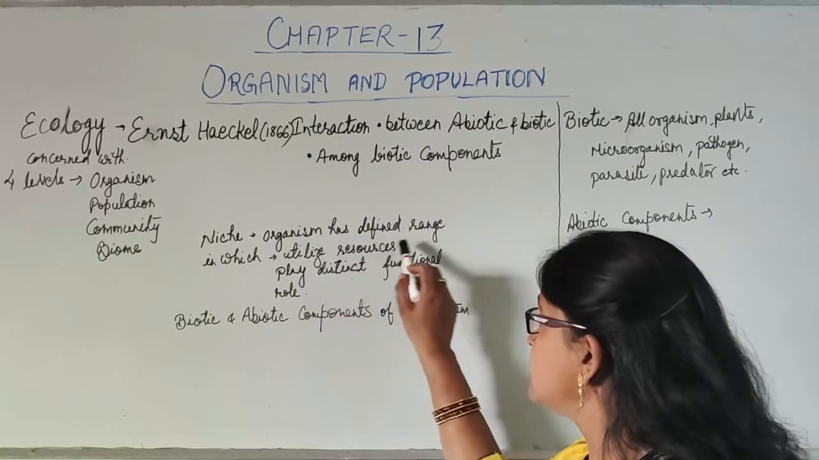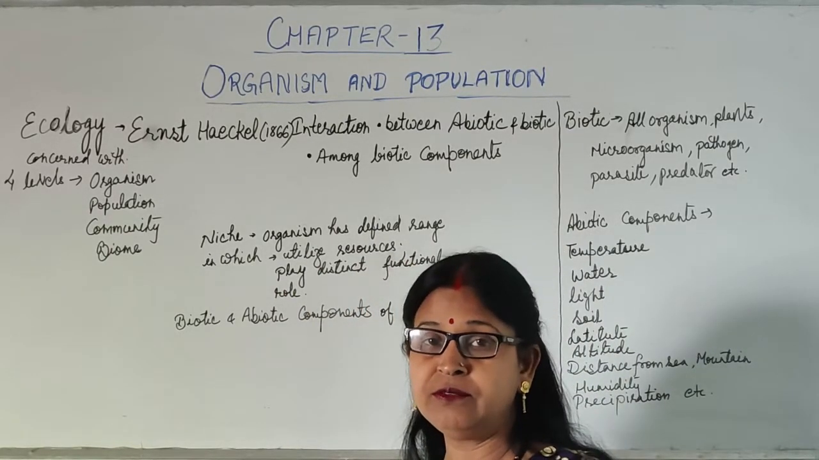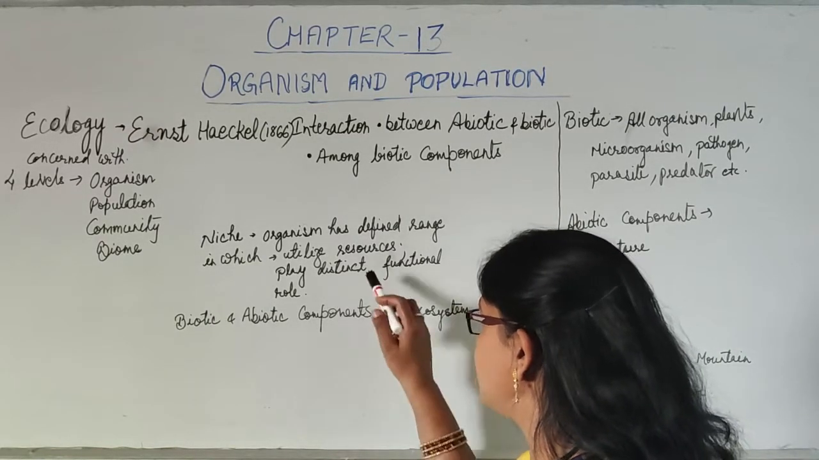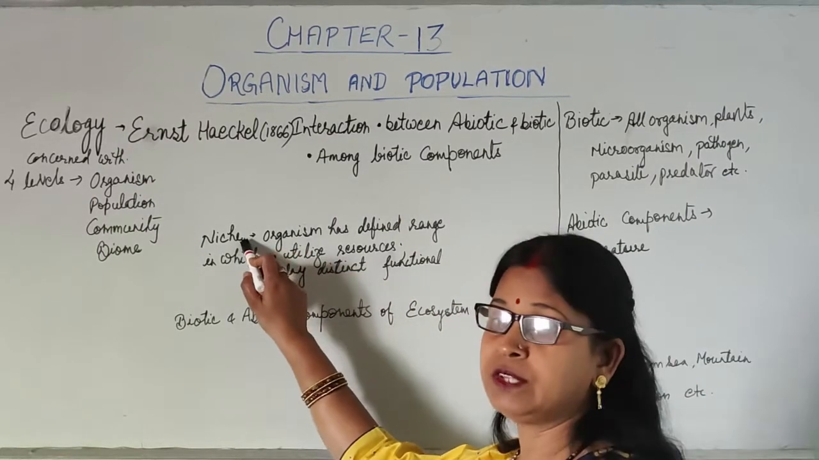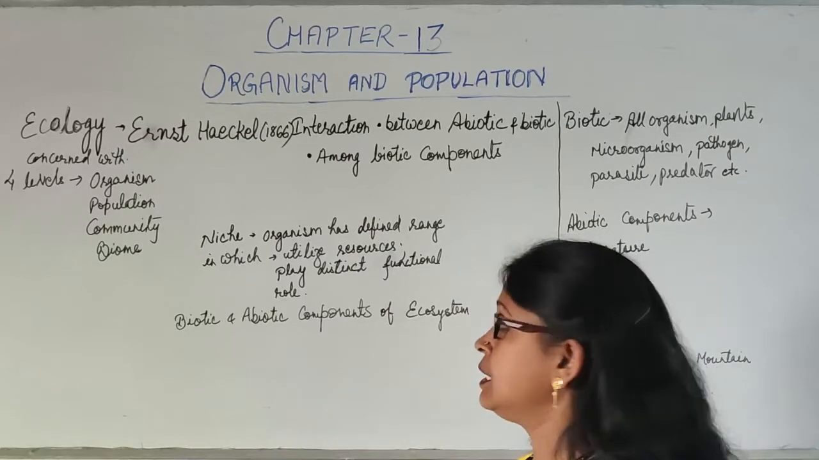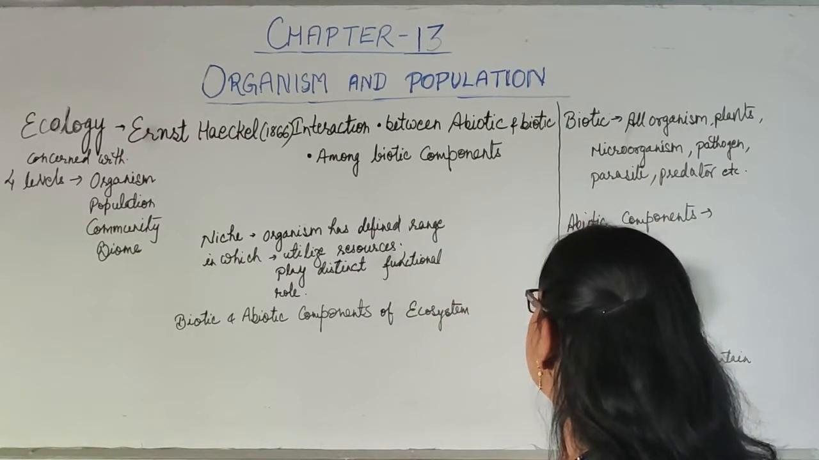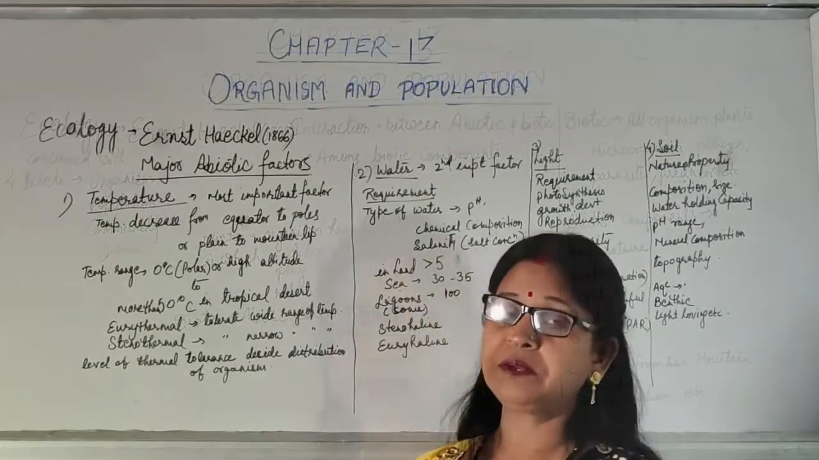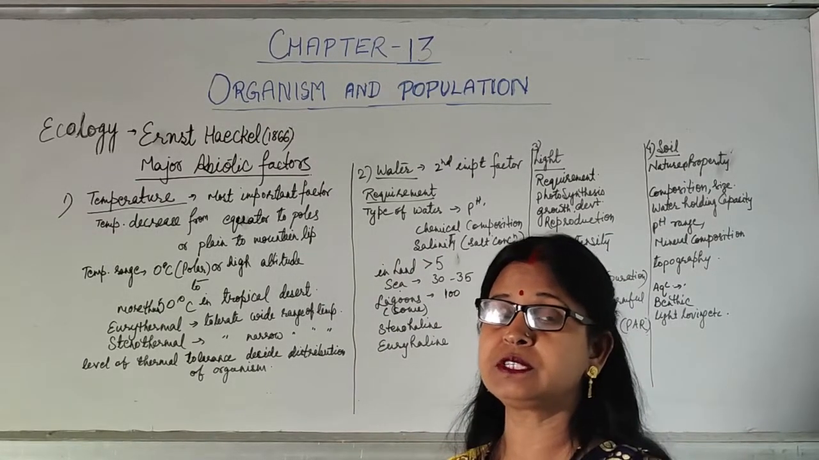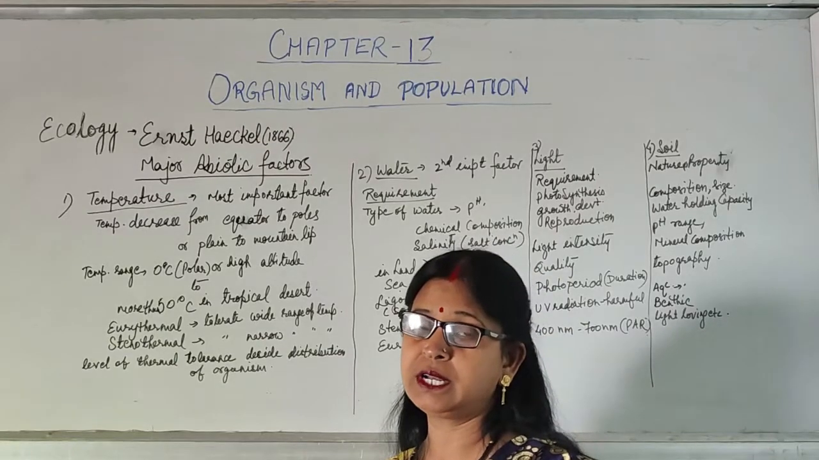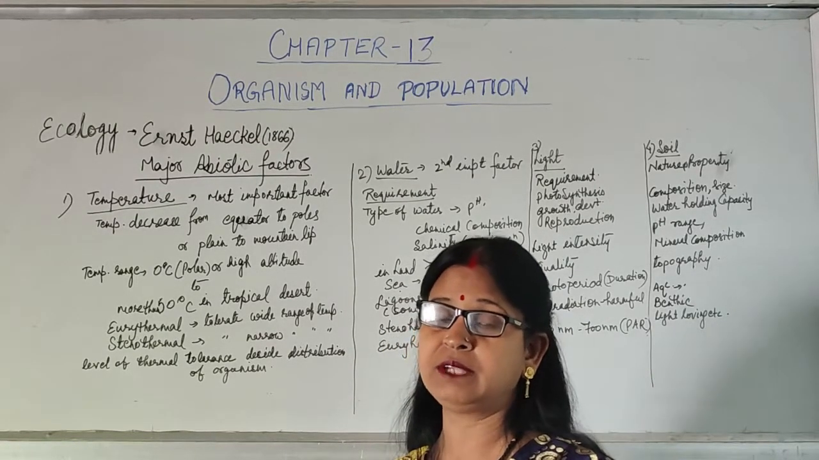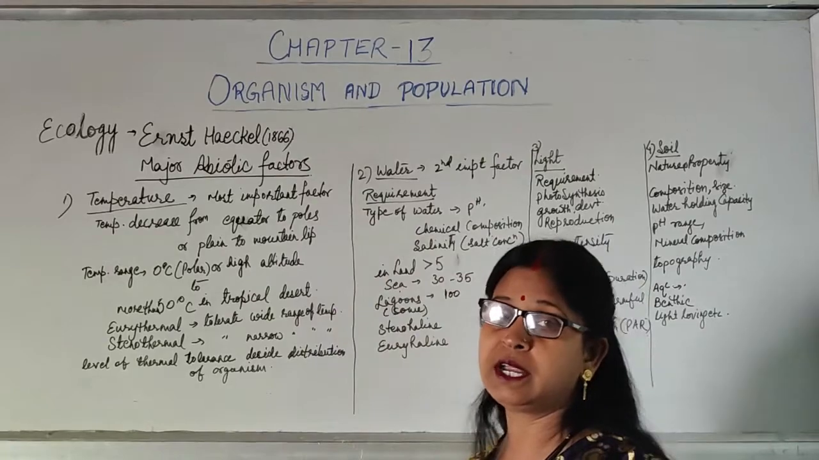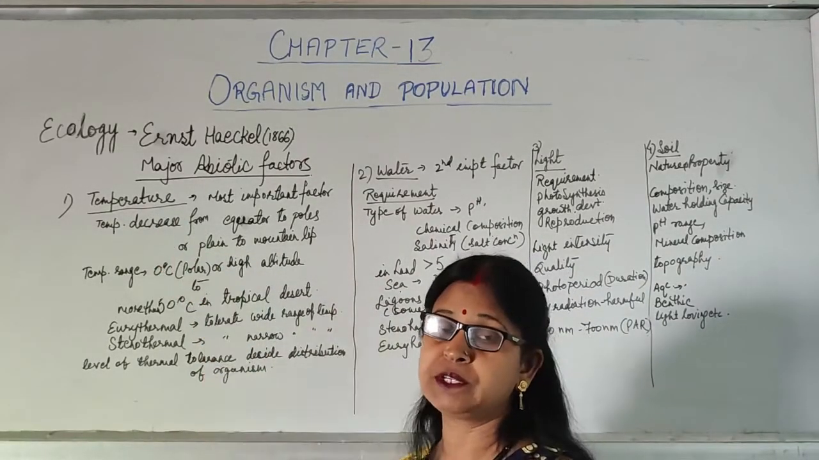Now niche: the defined range in which the organism lives, utilizes the resources and plays its role in that particular environment is known as the niche of that organism. Now we'll study how these abiotic components are affecting the biotic components one by one. Now we'll discuss the major abiotic components which affect the distribution of biotic organisms, that is all the living organisms as well as plants. The major abiotic factors are temperature, water, soil, light, etc. So first we will discuss temperature.